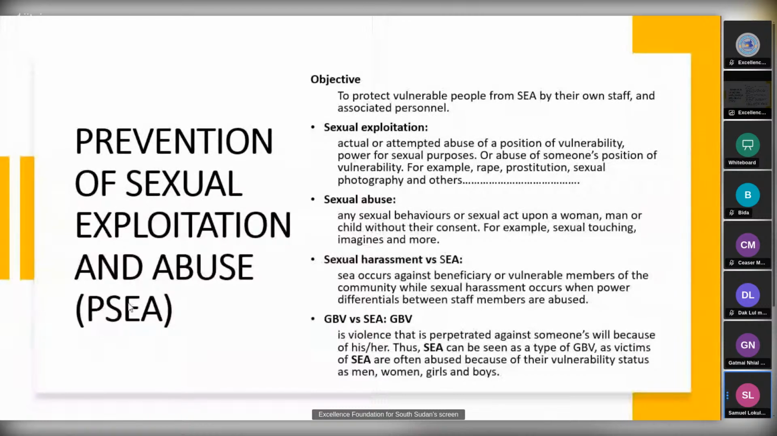Sexual abuse is any sexual behavior or sexual act upon women, men, or children without their consent. So you're abusing the person sexually without consent, and this can be through touches or images. You may be sharing images of this person. For instance, you're the boss, and you say I want to give you this position, but before I give it to you, I want to sleep with you, or before you get my assistance, I have to sleep with you.